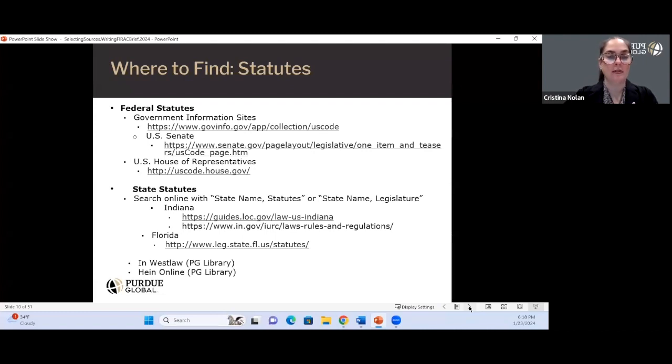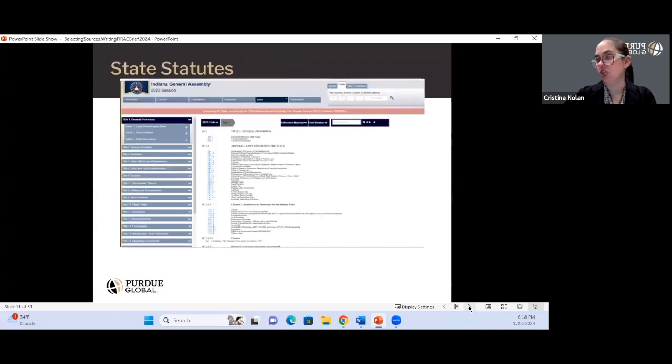So everything is much more user friendly. You can also look at Westlaw to find them. And then, of course, Hein Online. Both of those are through the PG library. And of course, if you ever have any difficulties finding anything, the librarians are very, very helpful. I mean, they're amazing and quite responsive.